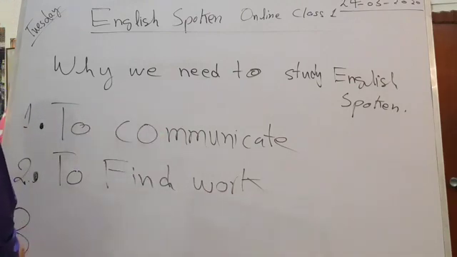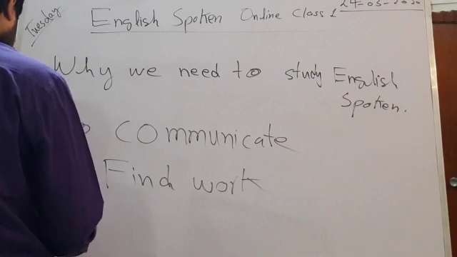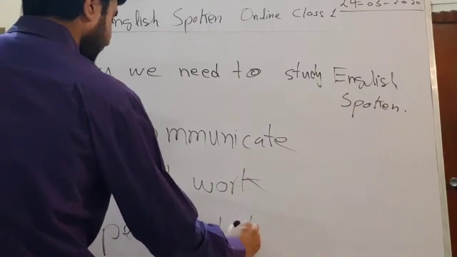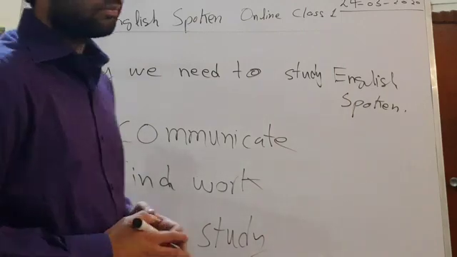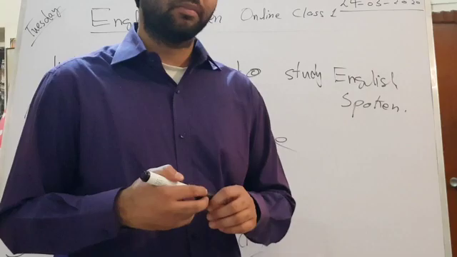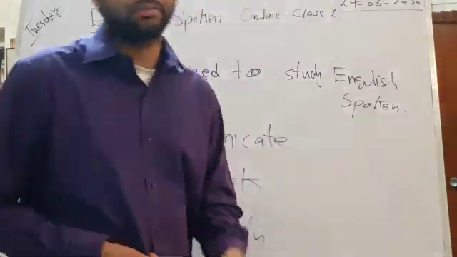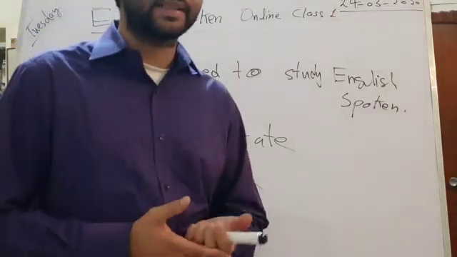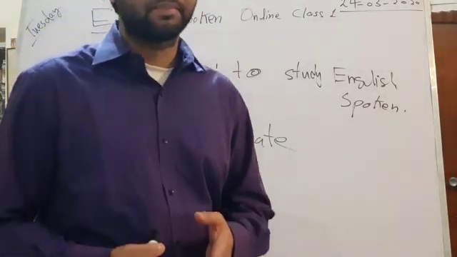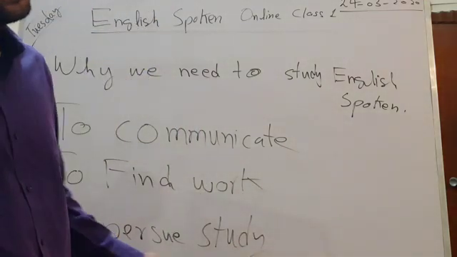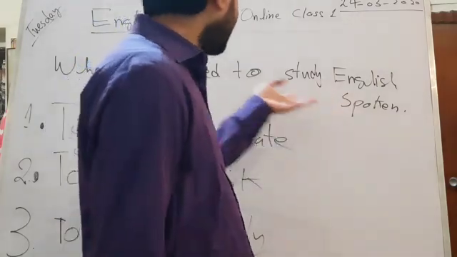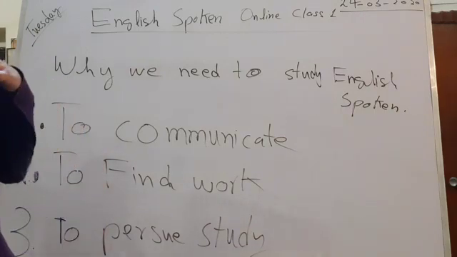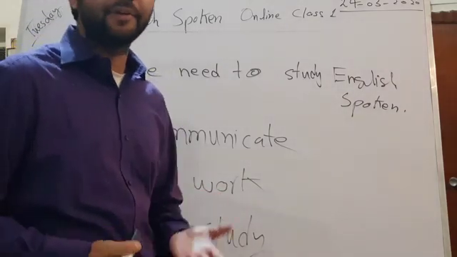Third one is to pursue study. For example, if you are a 12th grader and you want to study at a university or college in the United Kingdom, USA, Canada, or Australia, you would need to communicate in English. Obviously, there is an exam for it, which is IELTS or TOEFL. But if you want to improve your basic English, first you need the English spoken course, and then you can go for IELTS. So English spoken is very important, whether you are planning to study, to work, or just for everyday communication.